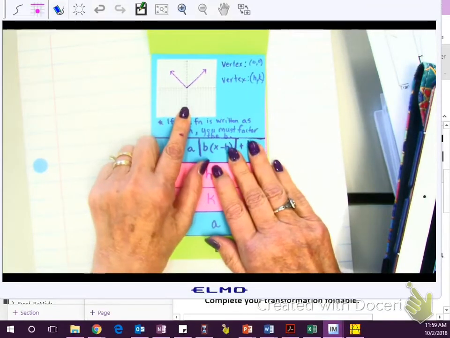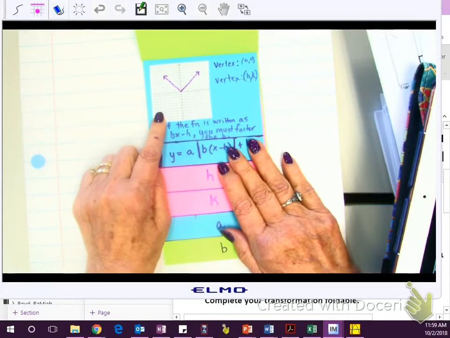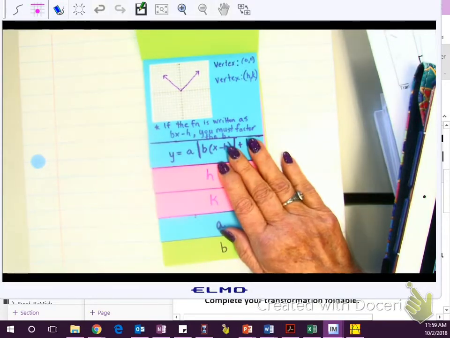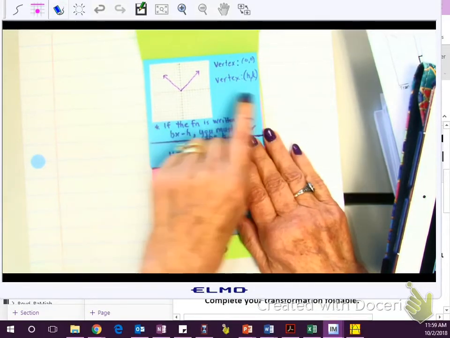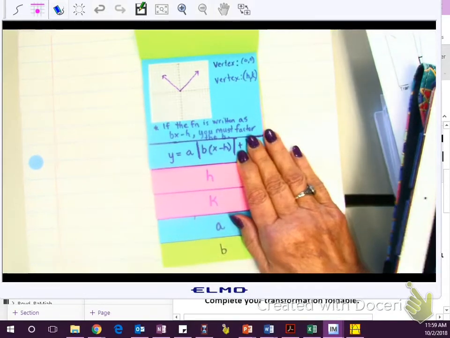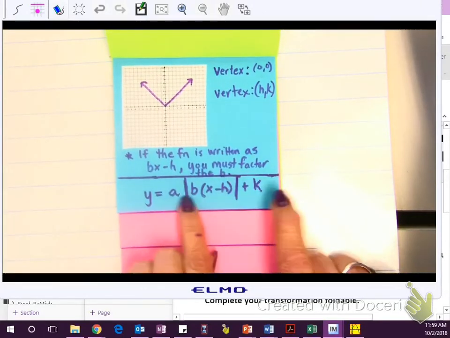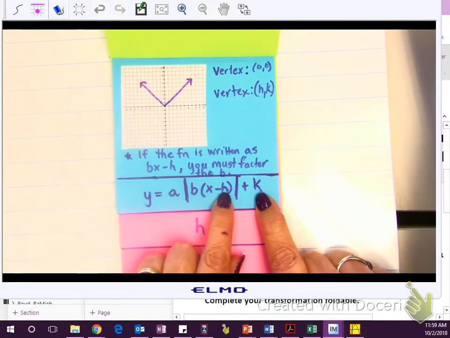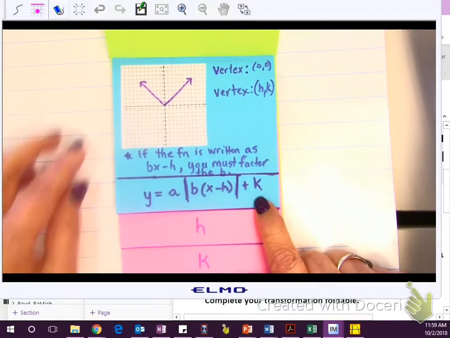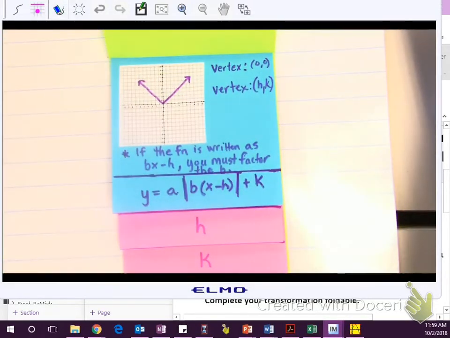So after you've copied all the labels and set up all the tabs, on the first flap, you're going to glue in a piece of graph paper. You're drawing the parent function for absolute value, which is at the origin. The vertex of the parent function is 0, 0. And we always refer to this as h comma k. So inside this formula, when you see the h and the k, those 2 values are your vertex. So you can know what the vertex is even without graphing it, because in this format, the h and the k will be the vertex.